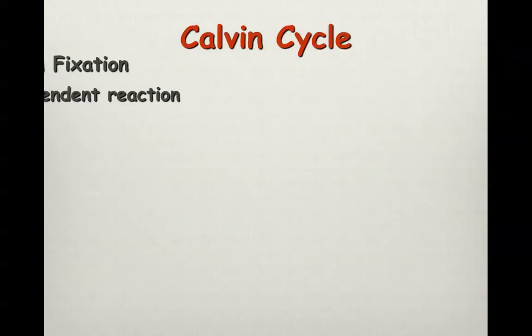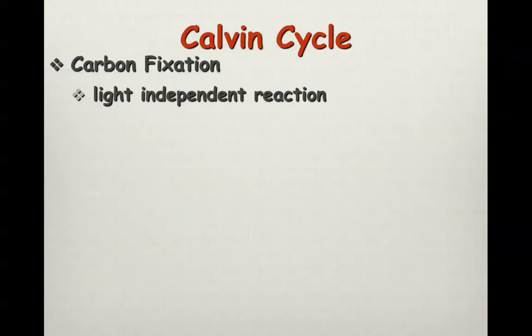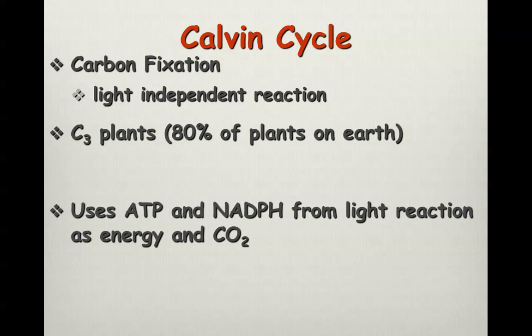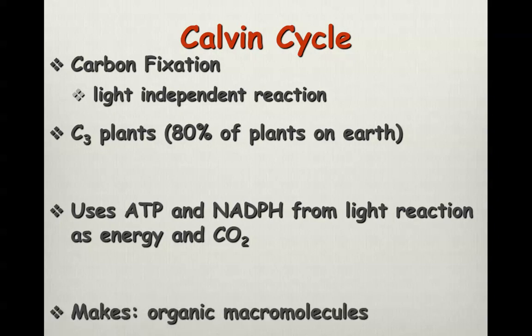So the Calvin cycle is also known as carbon fixation, or the light-independent reaction, because in C3 plants, which are 80% of plants on the Earth, it uses the ATP and NADPH from the light reaction as energy, and it uses CO2. So it basically takes carbon dioxide out of the atmosphere and puts it into sugars. So it makes your organic macromolecules.